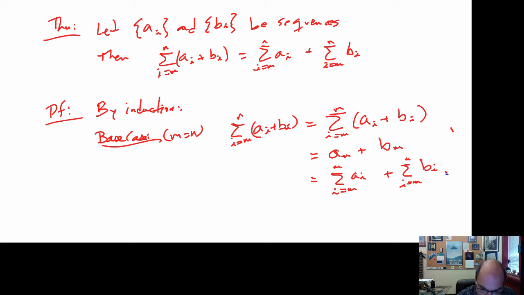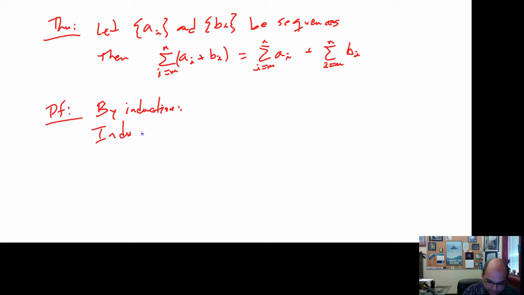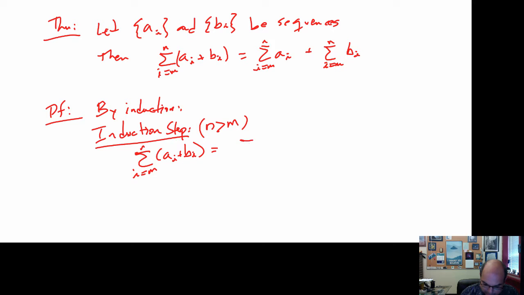So let's start the induction step. So here's our induction step. And what I'll do is I'll say that, again, n is greater than m, okay? So we have the sum from I equals m to n of A sub I plus B sub I, and that's equal to the sum from I equals m to n minus 1, that's where I'm using the fact that n is bigger than m, plus the very last term, which is just A sub n plus B sub n, okay? And now by induction, okay, this is where we use the induction hypothesis.